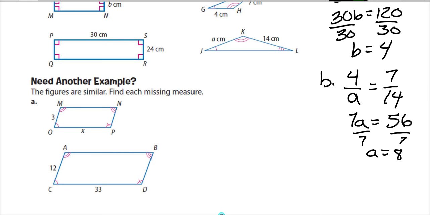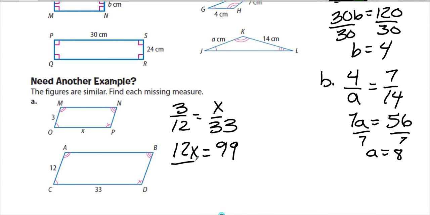So 3 will go with 12, and then x goes with 33. Okay, so that's going to be 12x equals 99. Divide that by 12. It comes out to 8.25.